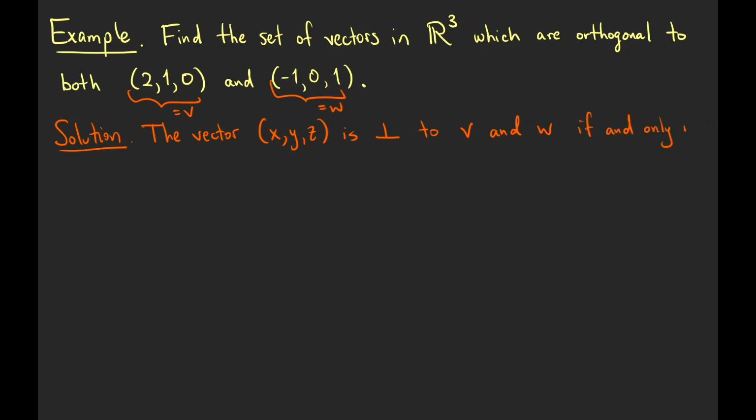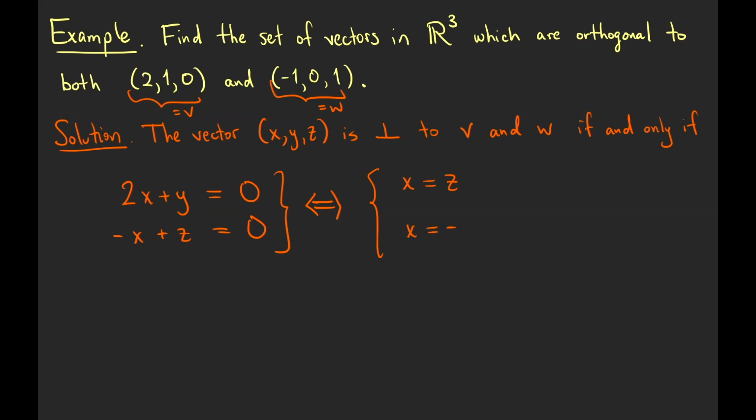It's orthogonal to v and w if and only if the dot product with each one is 0. So that means that 2x plus y is 0, and it means that minus x plus z is 0, because the first one is v dot (x, y, z), and the second one is w dot (x, y, z). Let me rearrange these. This is a pretty easy system to solve. It just means that x equals z, that's what the second equation says. And the first equation says that x is y over 2, or y is -2x.